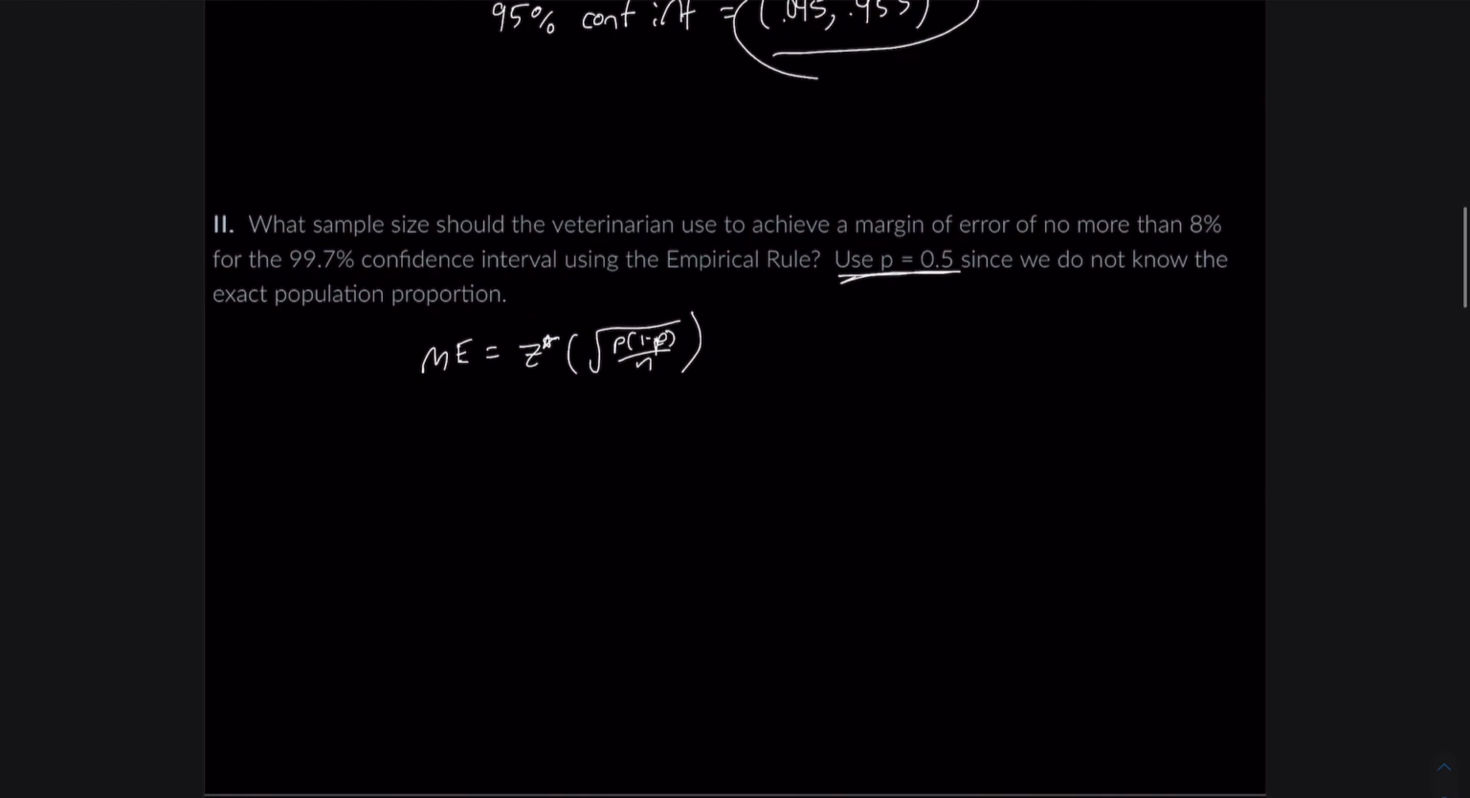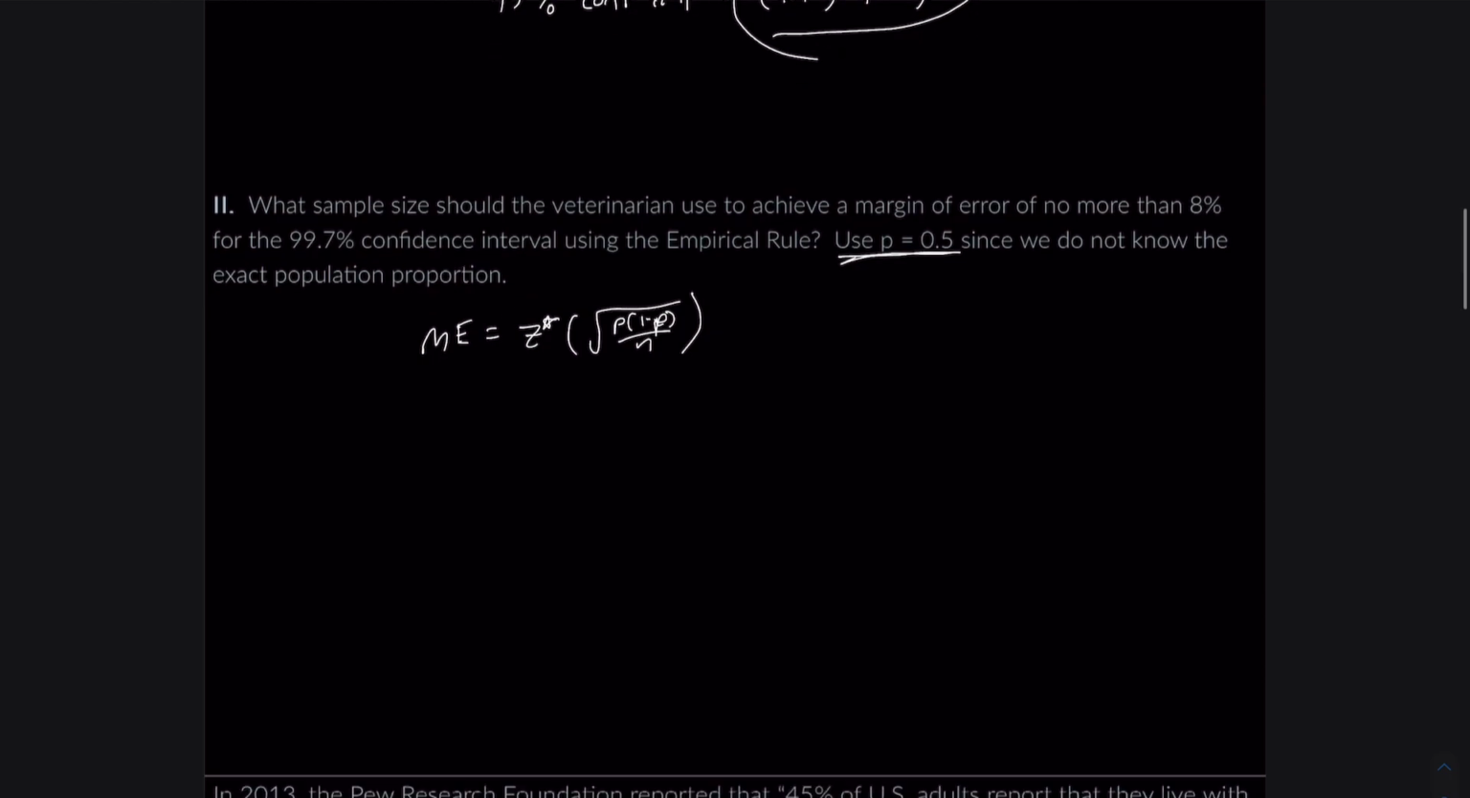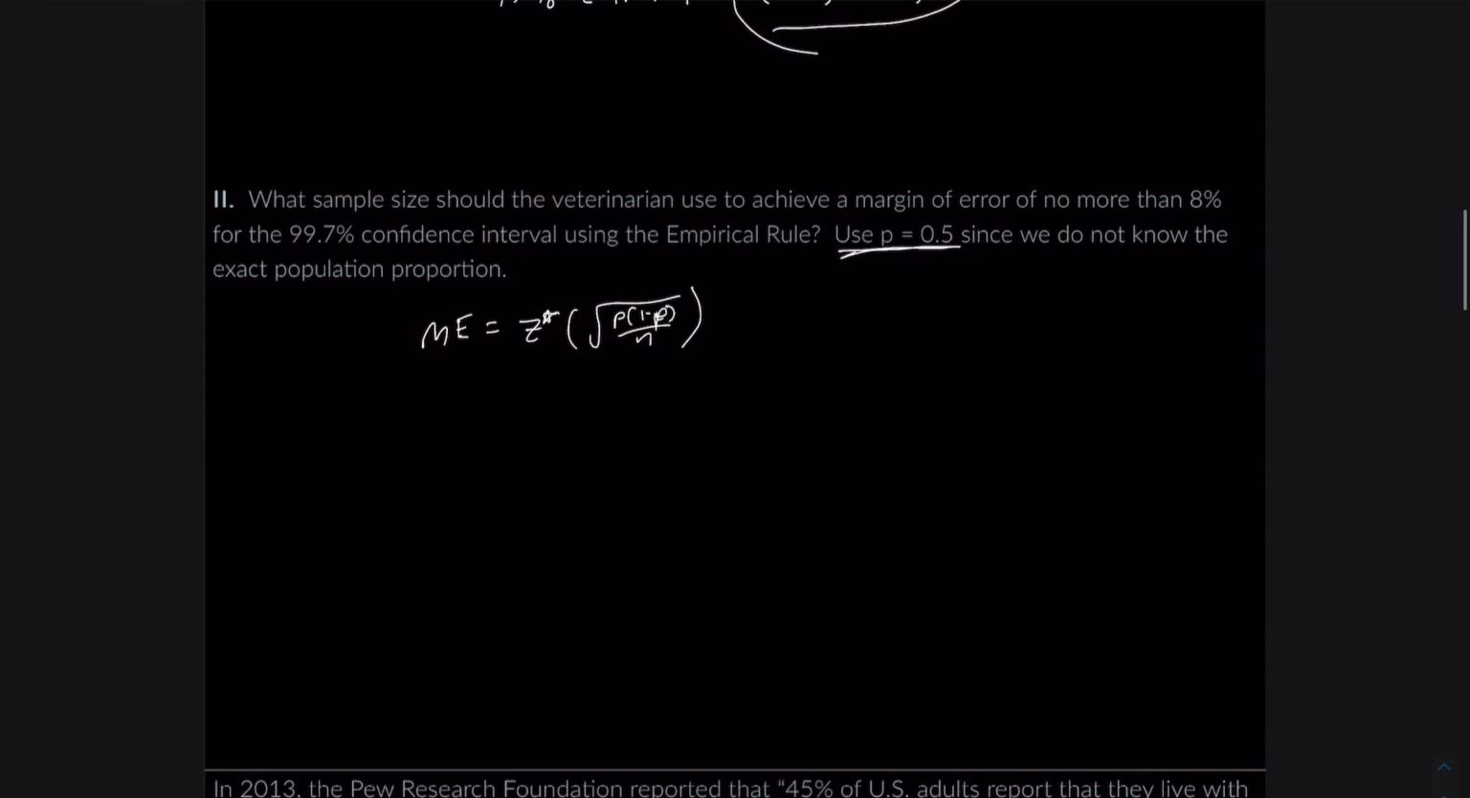It says margin of error no more than 8%. So that means 0.08. So 0.08 would be no more than, right? Which means less than or equal to. Actually, no, I'm sorry. That means greater than or equal to, because I'm going to write our margin of error on this side. So it would be the Z star. Since we have the 99.7%, Z star equals 3. And then it tells us to use 0.5 for P. So it would be 0.5 times 0.5 over N, right?